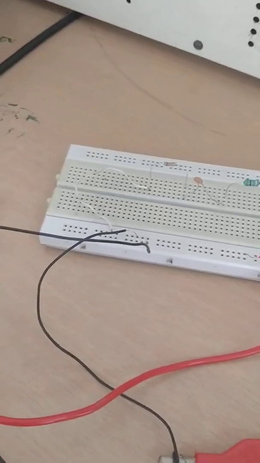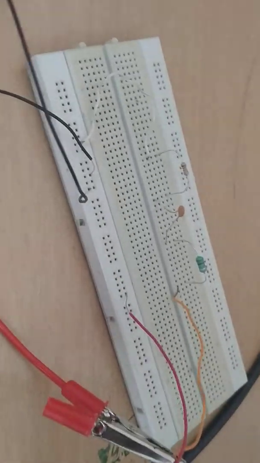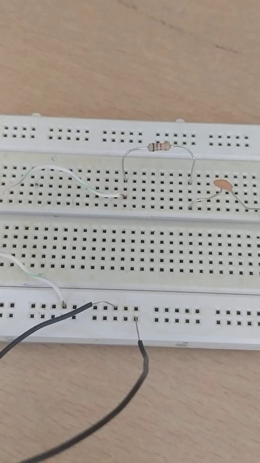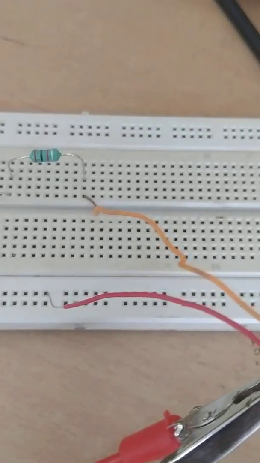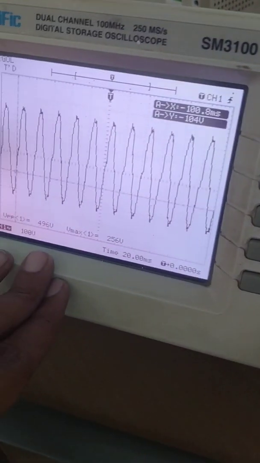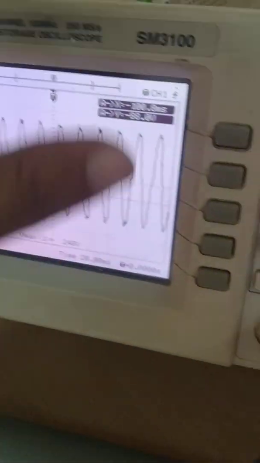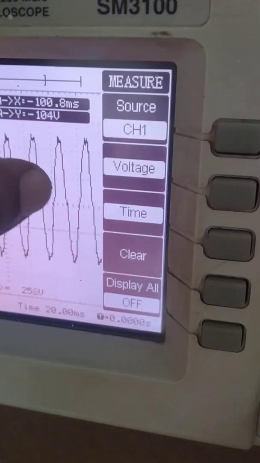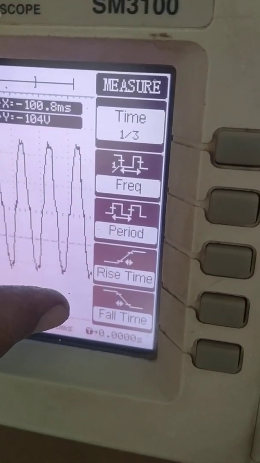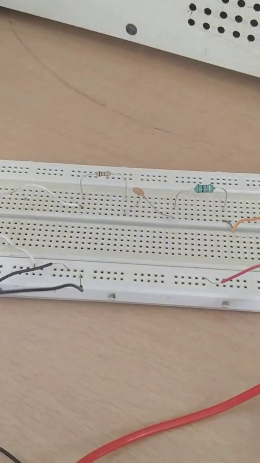Now you can observe in this arrangement on breadboard we have connected the value of resistor, we have connected a capacitor and inductor in series, and they are provided with a DC supply, and the output of this arrangement is recorded on this DSO, and by using this knob to measure voltage and time, we can measure the value of rise time and fall time for this particular arrangement.